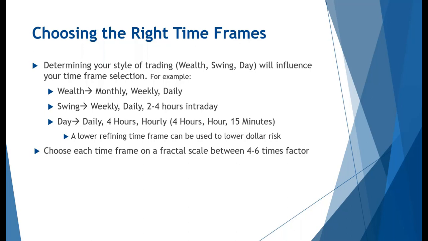So, monthly. Well, how many weeks are in a month? 4. How many days are in a week? 5, right? A factor of 4 to 6. Swing traders, weekly. How many days in a week? 5. How many 4-hour periods in one day? 6, right? Maybe the market you're trading doesn't trade 24 hours. Maybe it only trades 12 hours or 8 hours or 6.5 hours. So maybe then your lower fractal will be a factor of 4 or 5 below your secondary trend time frame.